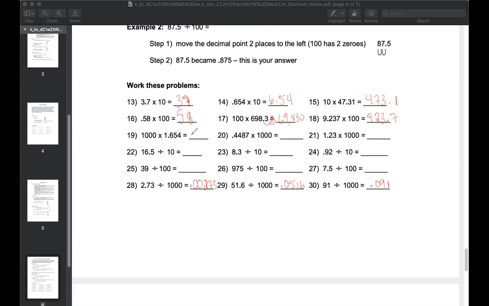Let's do this one together. What's 1,000 times 1.645? You've got to go 3 places to the right. So it's gonna be what? 1654. Good. So it's just 1,654. Okay, the next one, again, I'm just moving it 3 places to the right because it's 1,000 this time. So I go 1, 2, 3. I'm going to get 448.7.